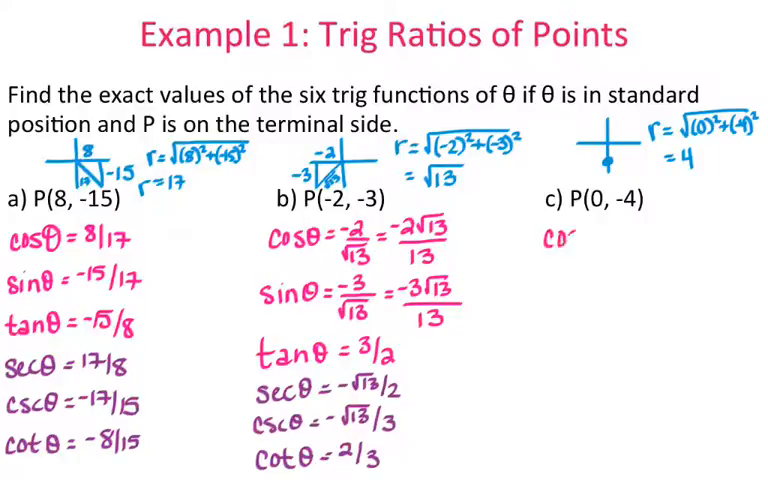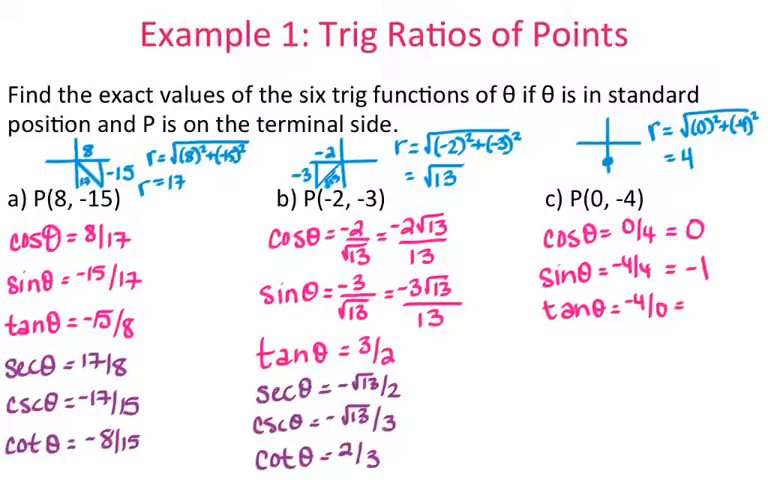Cosine is x over r. So that's 0 over 4. 0 divided by 4 is 0. Sine is y over r, so negative 4 over 4, which is negative 1. And tangent is y over x, so negative 4 over 0, which is undefined, because you can't divide by 0.